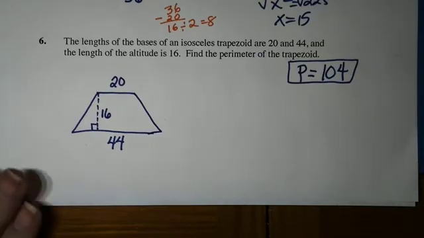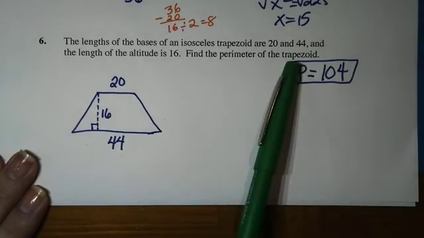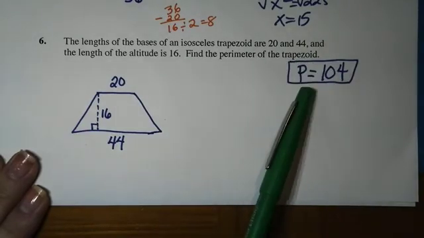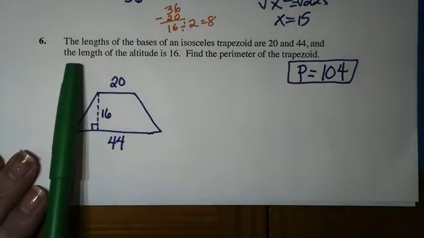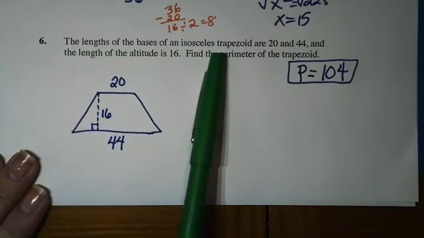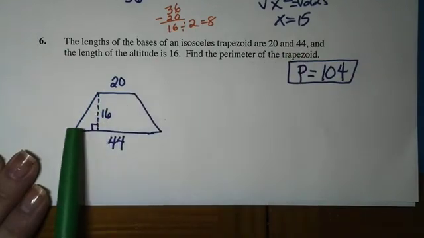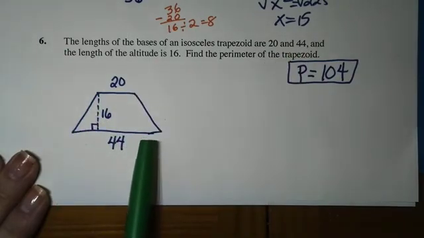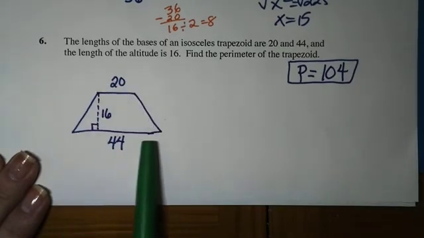Okay, welcome back, class. So if you have been successful in finding the perimeter of the trapezoid they have described, you would have gotten a perimeter of 104. Job well done. All right, so you guys, let's see what we've got here. The lengths of the bases of an isosceles trapezoid are 20 and 44. So obviously shorter base and longer base. And they tell us the altitude is 16. What we want to do is find the perimeter of the trapezoid.